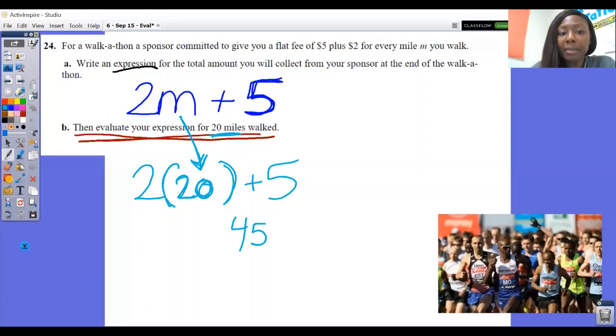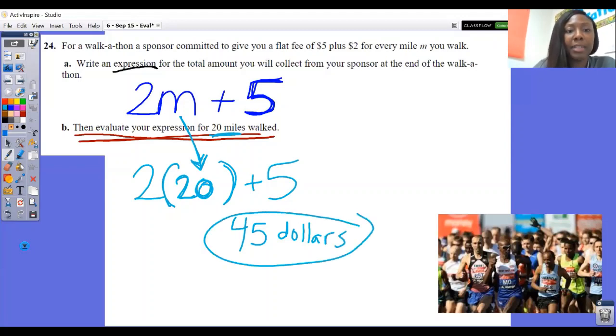What was the problem talking about? You're getting $2 per mile plus $5. So your answer would be $45. That's how much the sponsor would be giving you.